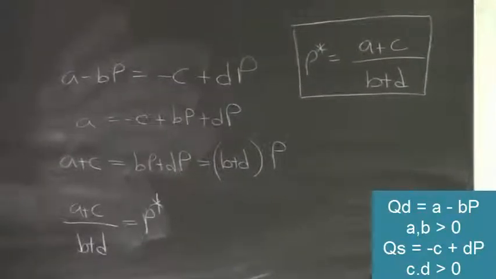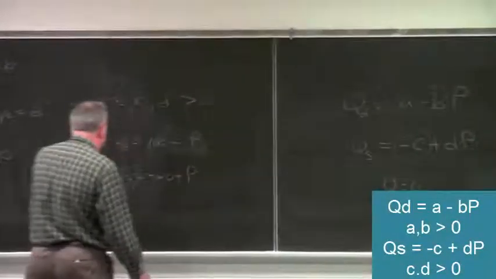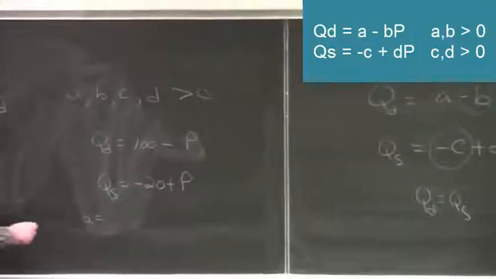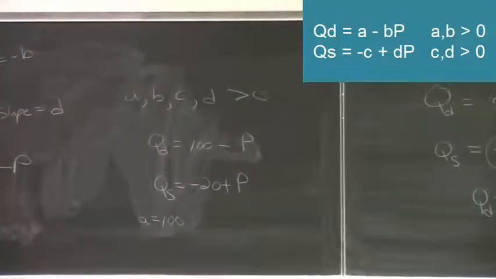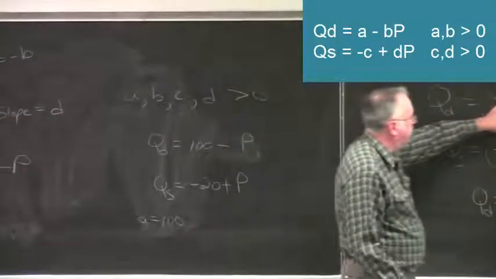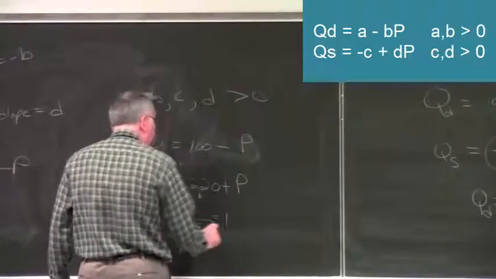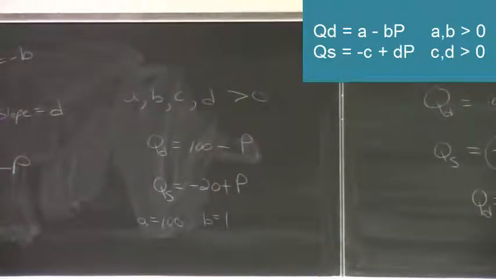But we can see right away, using our current model, using our current terminology here, what is A in this particular case? A is what? 100. Yes, the vertical intercept. What is B? Be careful. B is not -1, but 1. Because this is written as A minus BP. So B is actually 1. That means the slope here is minus 1. But B is actually 1.